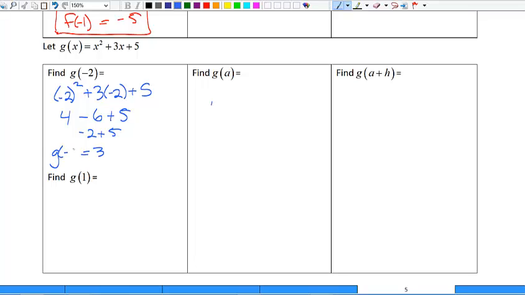So g of -2 is equal to 3. The input is -2, the output is 3. I plug in a value, I get out a value. I'm going to try g of 1 now.